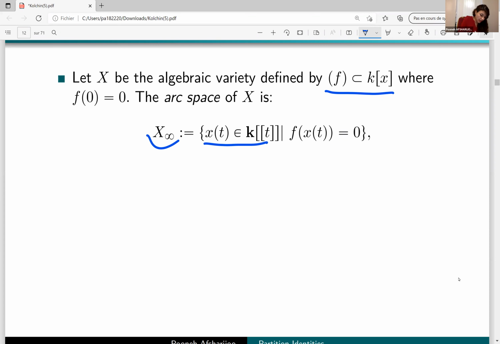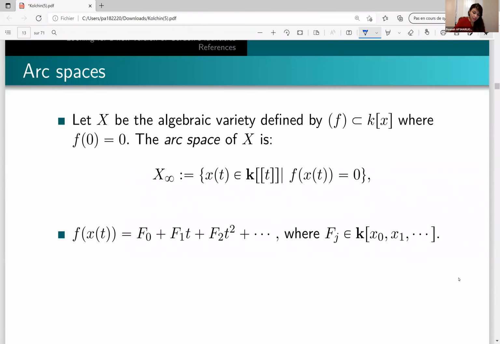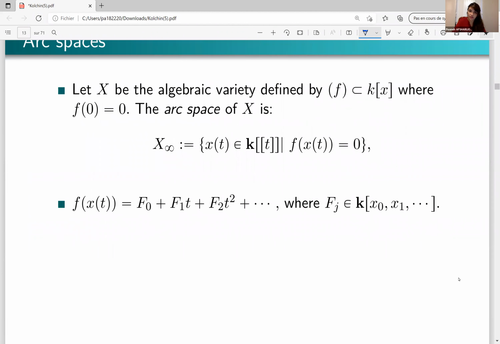Since if x of t is a formal power series in t, I can write it as x0 plus x1 t plus x2 t squared and so on. And if I replace this notation in f of x of t, I will obtain again a formal power series in t, where the coefficient F_j of t to the power j is in k[x0, x1, and so on]. But as you know, I want to work with partitions, and we know that the parts of a partition can't be equal to 0.